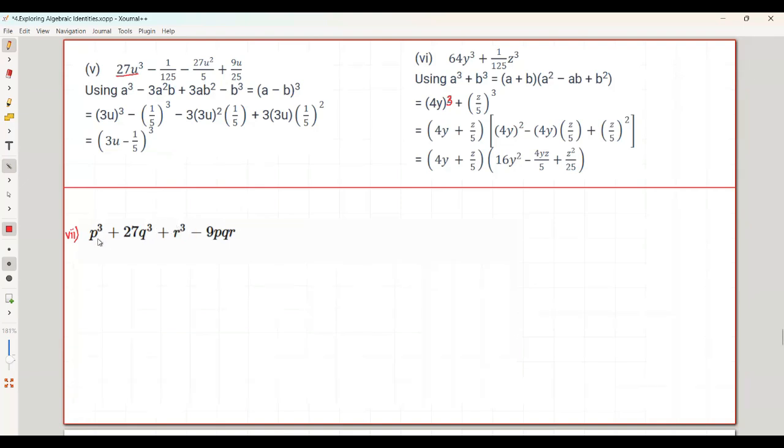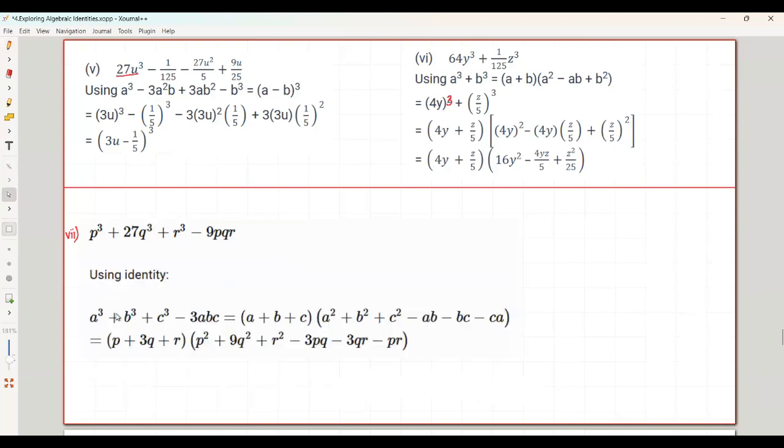Now this is in the form of a cube plus b cube plus c cube minus 3abc. We have learned this identity. The formula is (a plus b plus c) into (a square plus b square plus c square minus ab minus bc minus ca). From this we have to identify what a, b, c are. If you identify a, b, c, then our answer is over.